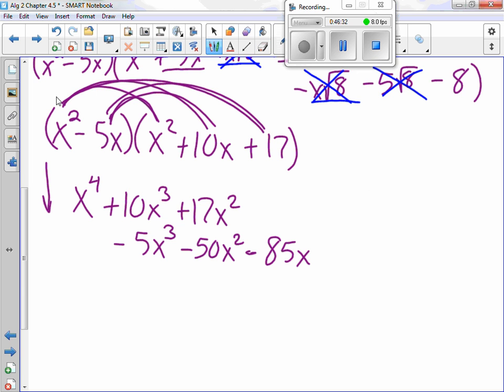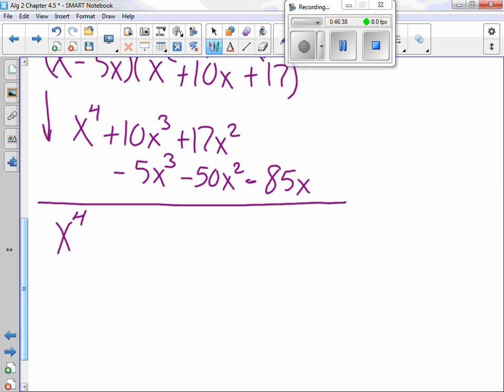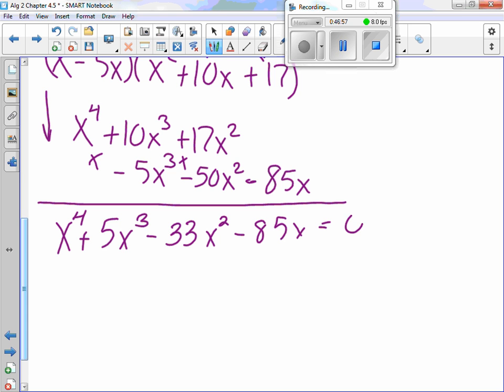Now at this point here, we can add these together to finish this out. X to the 4th is by itself, there's no other like terms. 10x to the 3rd plus negative 5x to the 3rd would be plus 5x to the 3rd. 17x squared plus negative 50x squared is going to be negative 33x squared, and we have minus 85x, and this here is equal to 0.